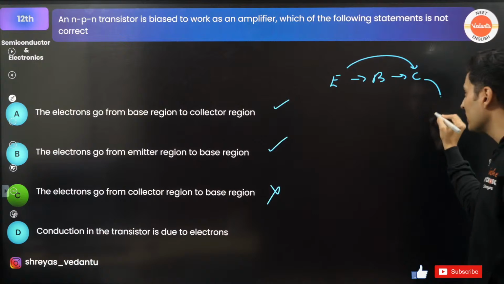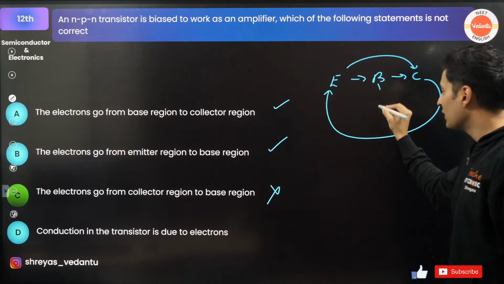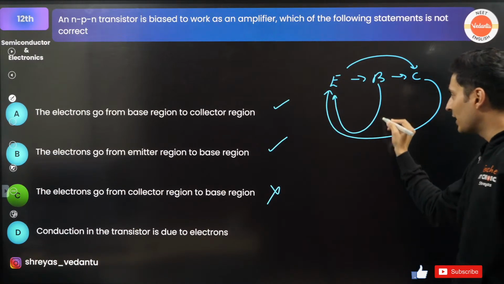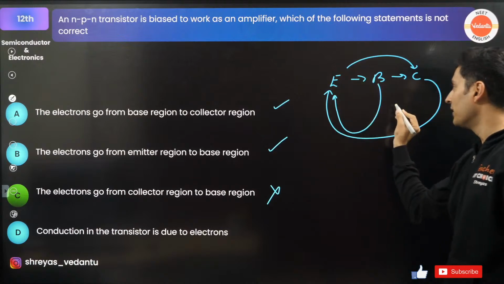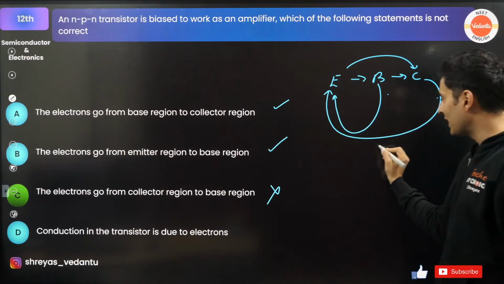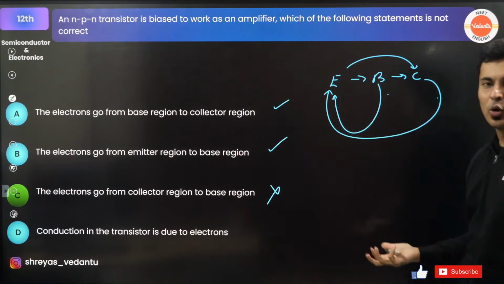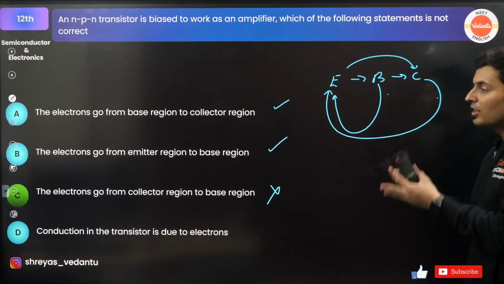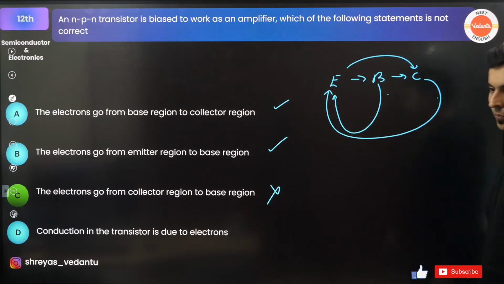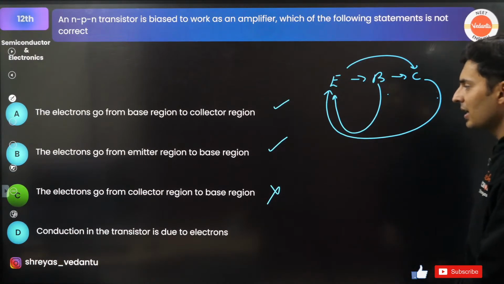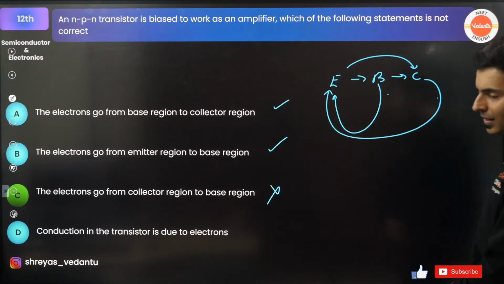Yes, the electrons are the ones which keep flowing like this. The base collects, gives the electrons, and it is supplied to the emitter. So the base current plus the collector current is the emitter current. So the flow of the electrons is what gives you the conduction. Right? So all these options are correct, and option C is definitely wrong.